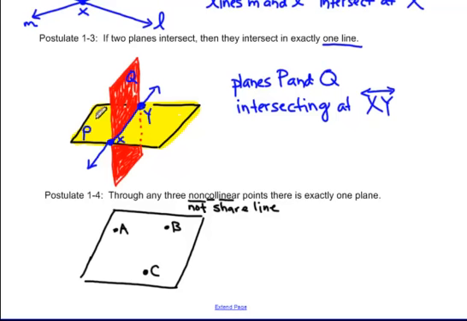So how would I name this plane? I would name this plane ABC or plane CBA. Remember, it takes 3 points to name a plane. So points A, B, and C are coplanar. Okay. All right, let me give you some examples of how you're going to use this.